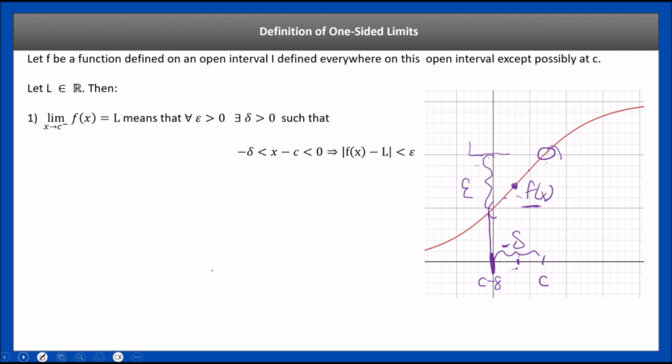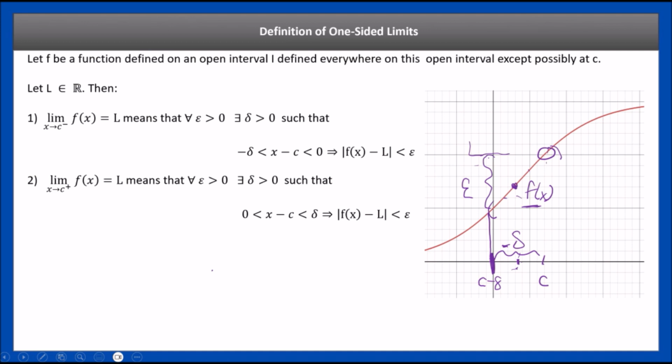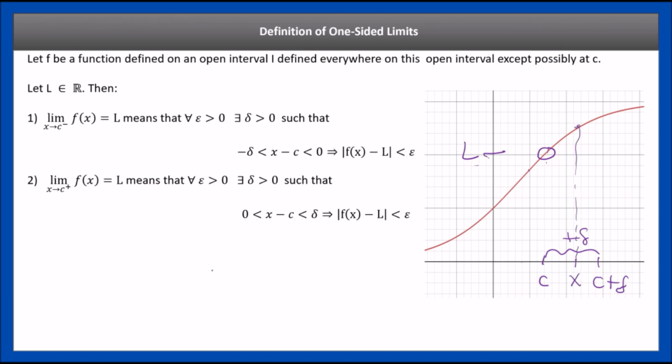Similarly, we have the right-sided limit, which is the same thing, but on the right side. So in this case, you would have plus delta, so this would be C plus delta. And you're only looking at the right side, so I'm going to erase the left side now. Okay, we got our L. I'm just rewriting that again. We got our delta on the right side. We got x somewhere between C and C plus delta. And if I evaluate that, that'll give me f of x, for example, and f of x is going to be smaller than epsilon away from L.